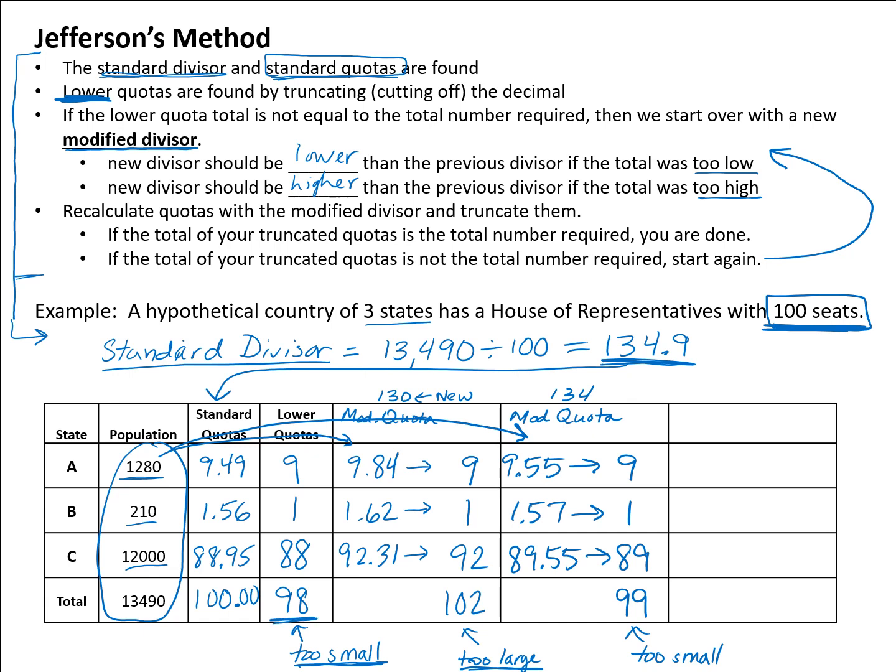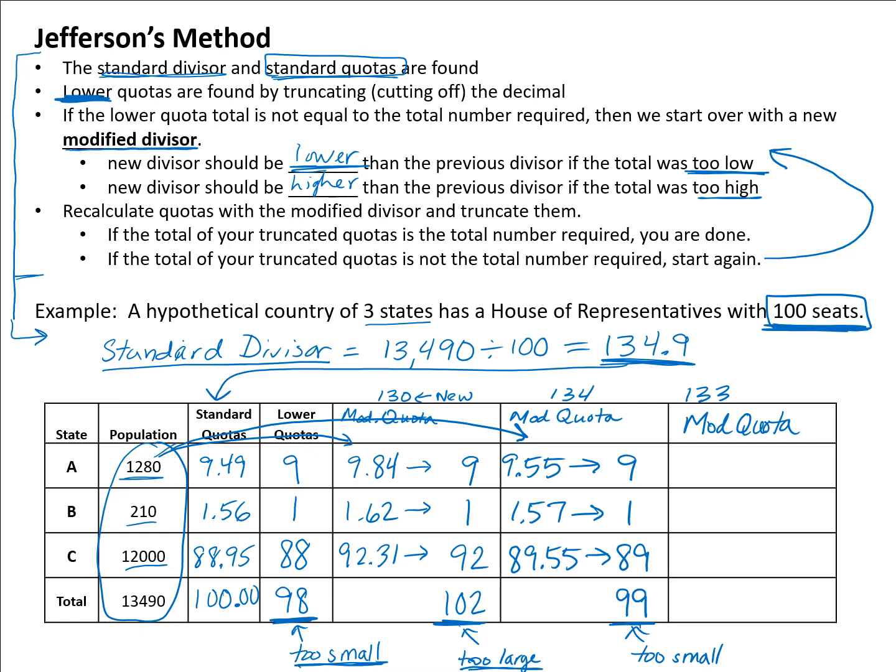So I was too small by 2, then I was too large by 2, now I'm too small by 1. So we're getting closer. We now know that we need to still go smaller. Remember, if our total is too low, we want to go lower, but maybe not that much. Maybe just go down to 133. So you keep doing this process of doing new modified quotas with new divisors, but you choose your divisor very specifically. It's a kind of hot-cold strategy of narrowing your way down to the real value.